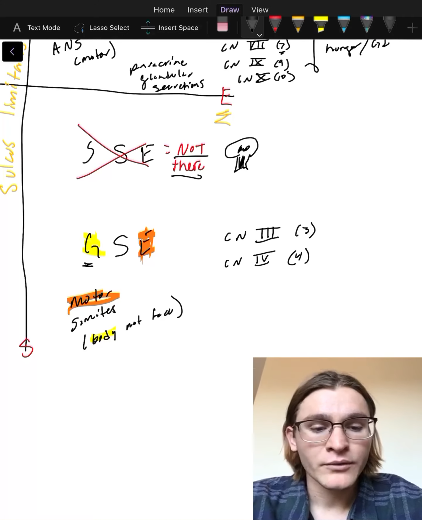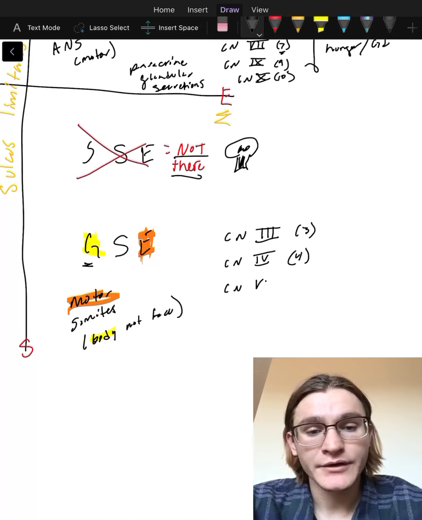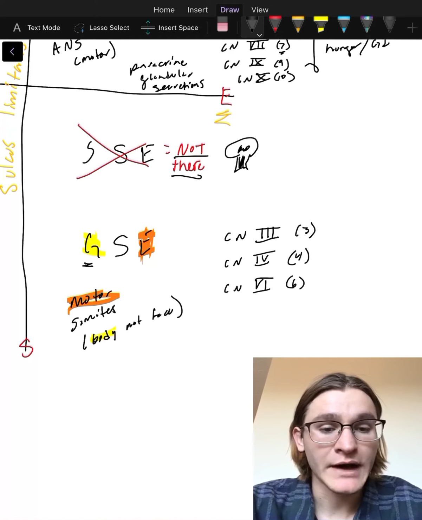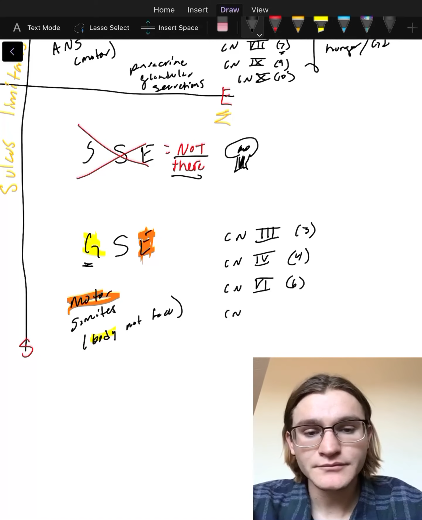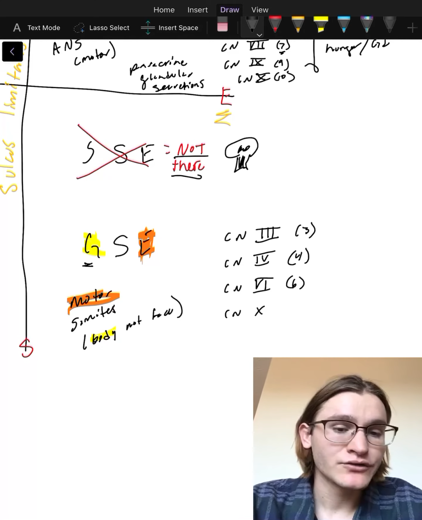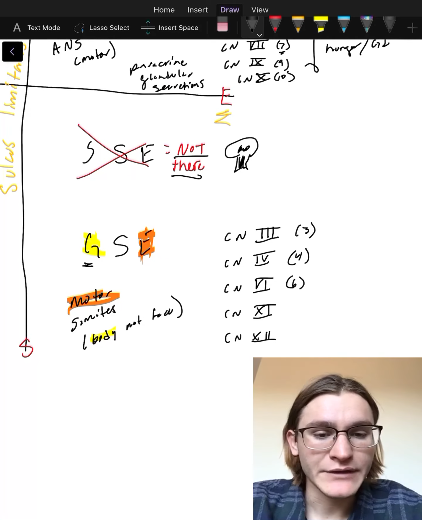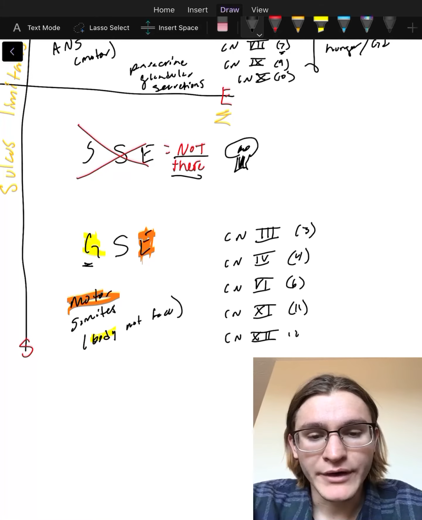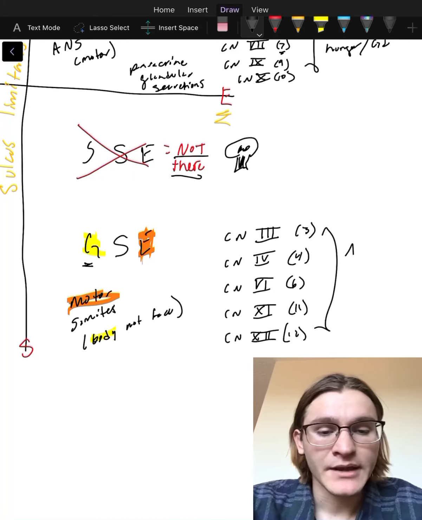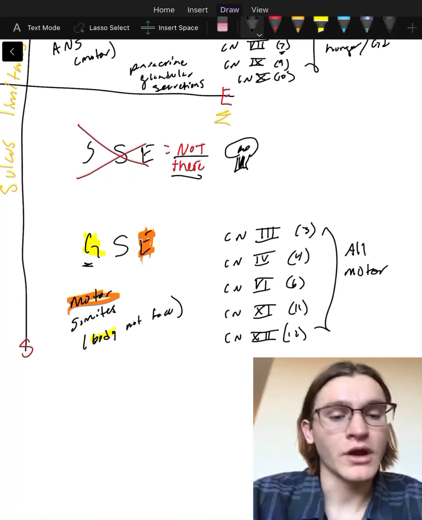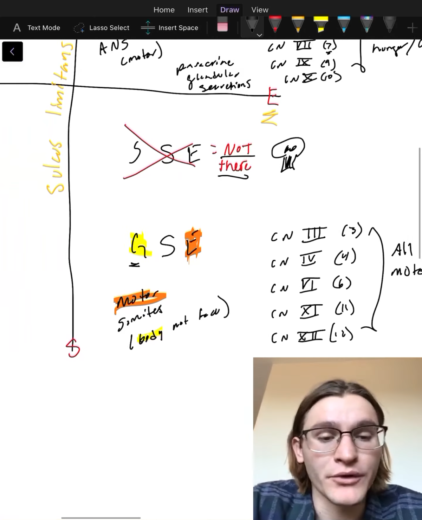Cranial nerve 4, which is our trochlear nerve. Cranial nerve 6, which is our abducens nerve. And then we have our usual. Oh no, not our usual. My bad. Pardon me. Thought we were gonna do 7 again, but we have our cranial nerve 11, which is spinal accessory, and then cranial nerve 12, which is our hypoglossal nerve. So they're all motor, which is interesting.